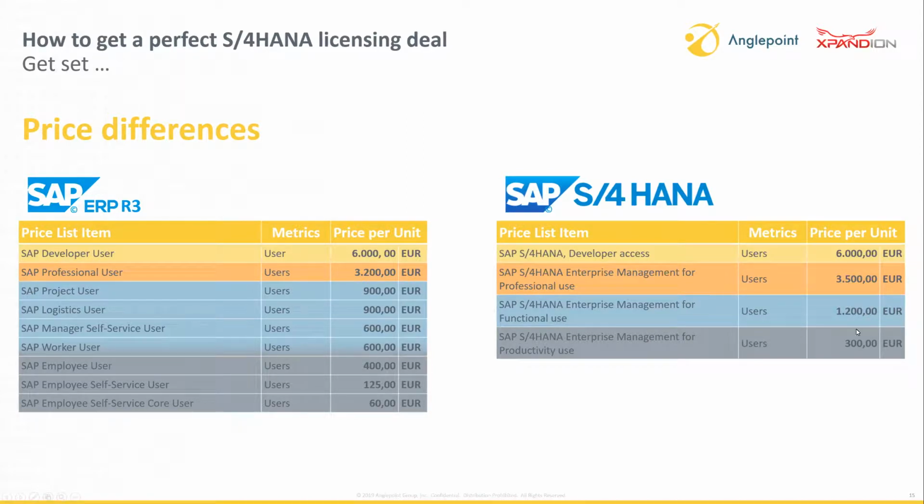And what's kind of the killer here, at least from a price increase perspective? Think about, you have an employee self-service user right now, 125 euros. That would be a so-called user for enterprise management for productivity use, which will cost 300 euros. So that is like double the price and more than that. So there is definitely a huge price gap for that additional demand that you may have. And if you don't negotiate it right, and maybe you even buy licenses now to include them into your legacy contract so that you get the conversion into S4HANA as 100% credit, maybe that's a consideration you should take.